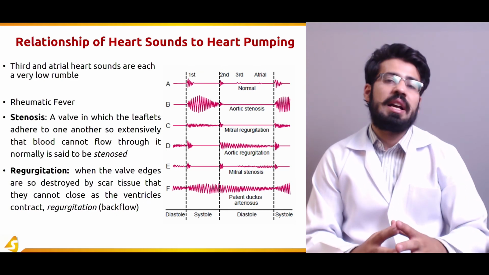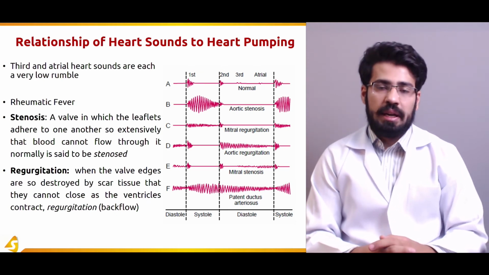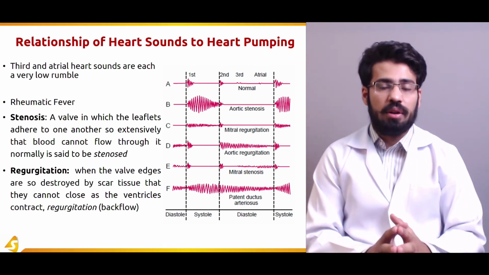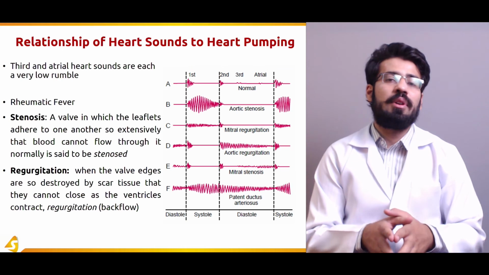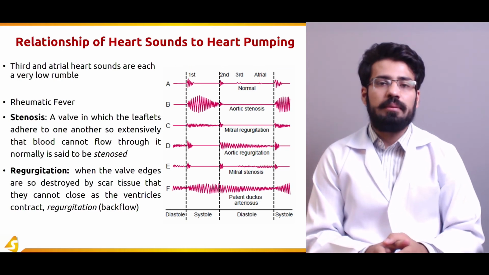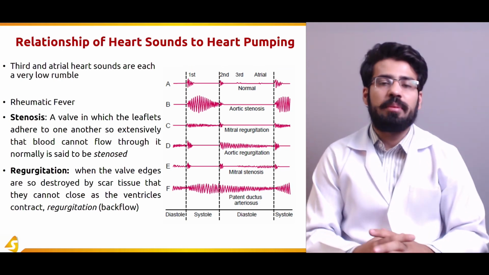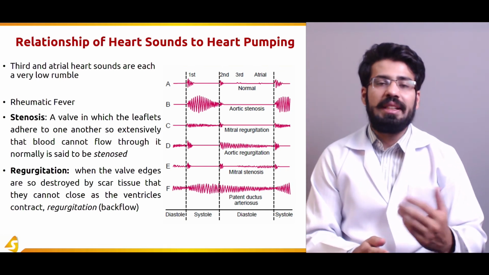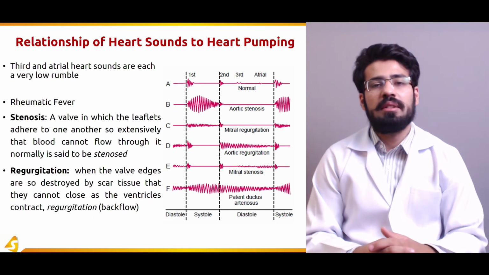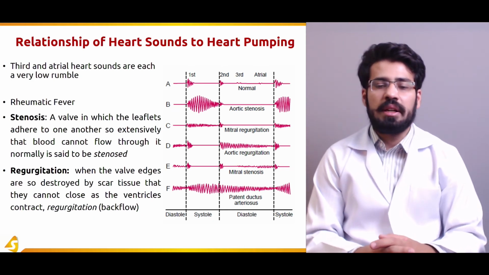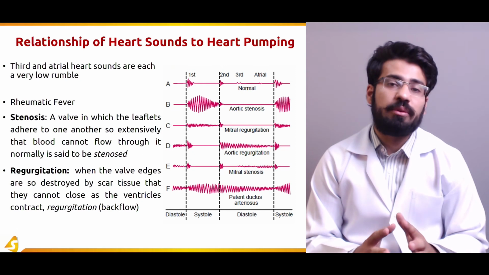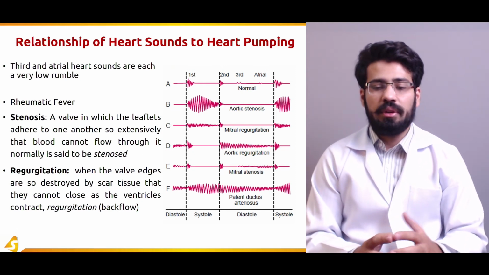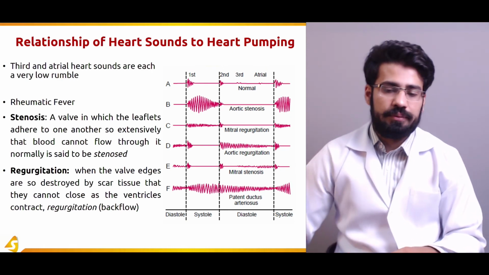One of the reasons that has been discussed is the development of scar tissue, which will prevent the closing of the valve. Now, when the valve stops closing after the blood has entered from one compartment to another, this will cause the backflow of the blood. This backflow of the blood is known as regurgitation, and it can occur wherever valves are present. This can occur in the mitral valve, and this can occur in the aortic valve.